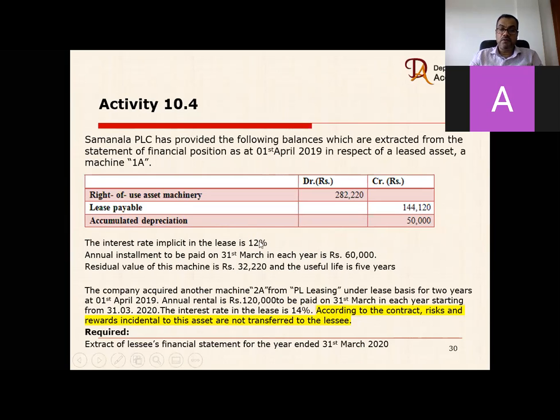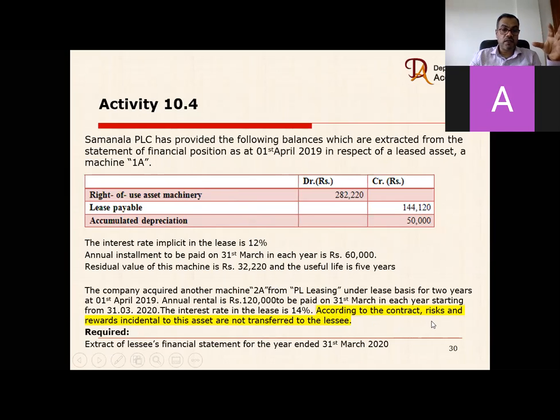This is mainly due to the change in interest rate in the market. By the time we acquired the previous asset, the interest rate had been 12%, now it's 14%. In a way, it explains to you the concept of incremental borrowing cost. When the interest rate changes, incremental borrowing cost also changes.